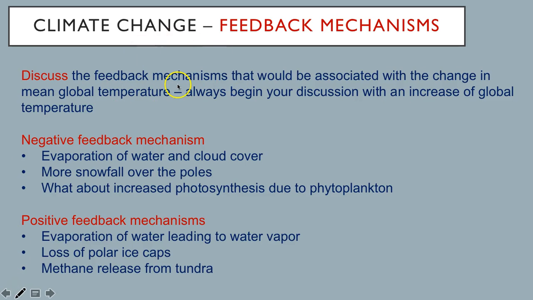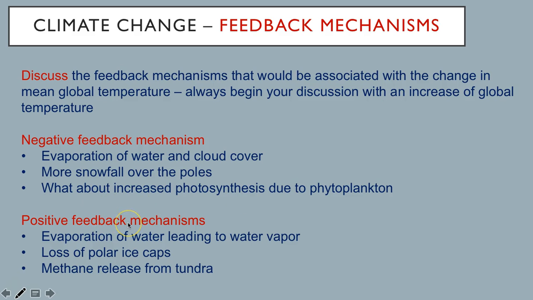When discussing feedback mechanisms that would be associated with the change in mean global temperature, always begin your discussion with an increase of global temperature. Then you can talk about the negative and positive feedback mechanisms. The negative feedback mechanisms include evaporation of water to produce cloud cover, which reflects light due to the albedo effect, reducing temperature. More snowfall over the poles, which also reflects light due to the albedo effect, lowering temperature. We didn't even discuss the possibility of increased photosynthesis due to increased amounts of phytoplankton.